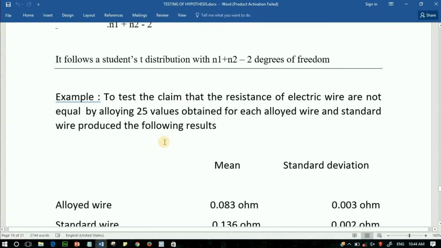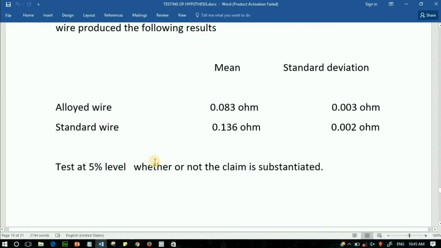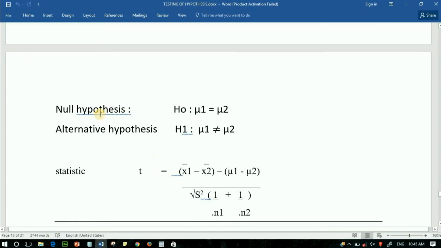For example, to test the claim that the resistances of electric wire are not equal, 22 values were obtained for each of the alloyed wire and the standard wire, producing the following results. The mean is given and the standard deviation is given for the alloyed wire and the standard wire. Test at 5% level whether or not the claim is substantiated. The null hypothesis is H0 such that mu1 is equal to mu2, alternatively mu1 is not equal to mu2.